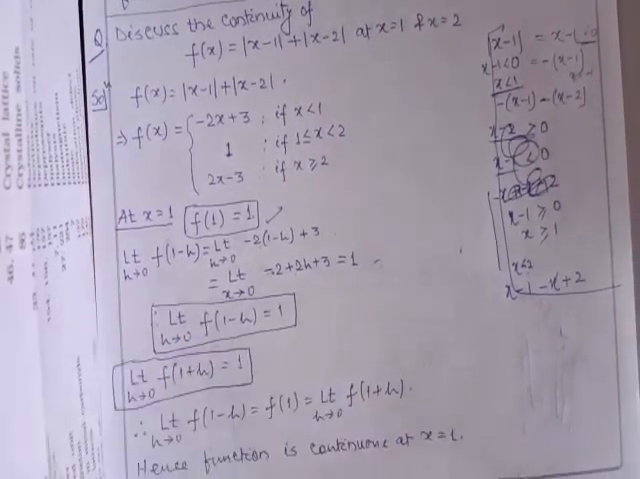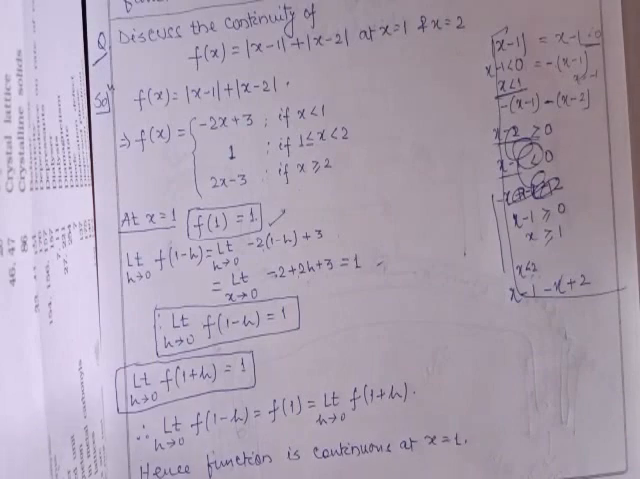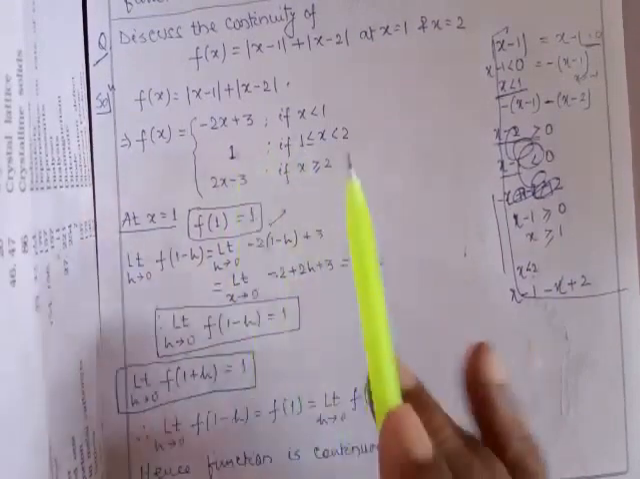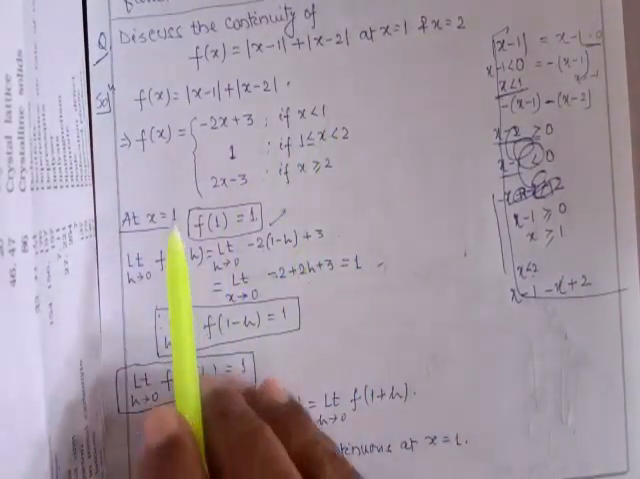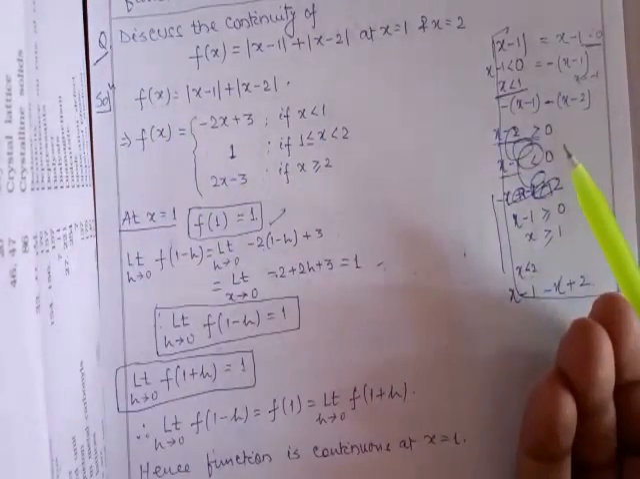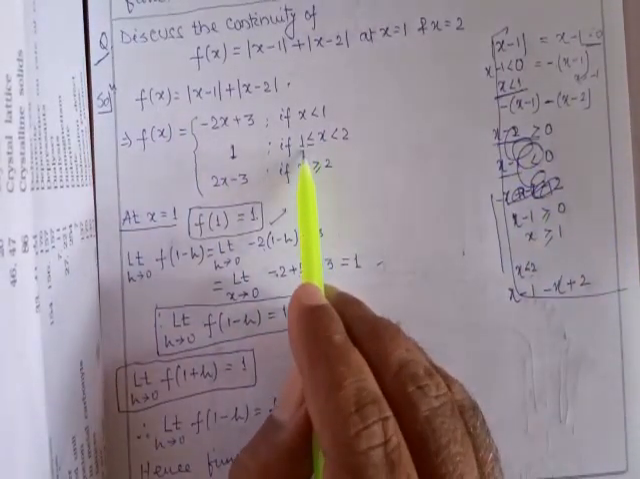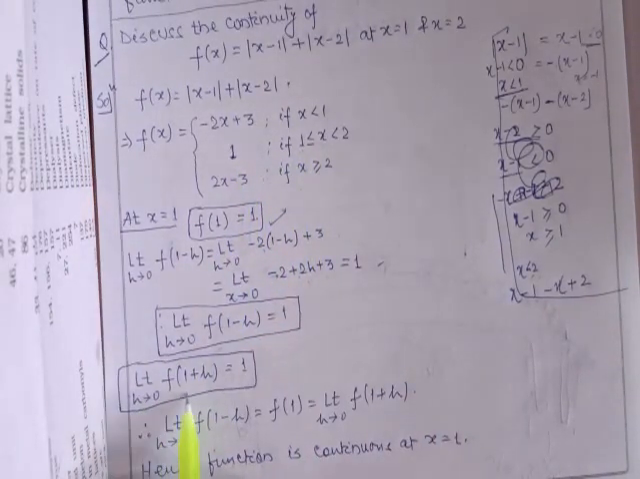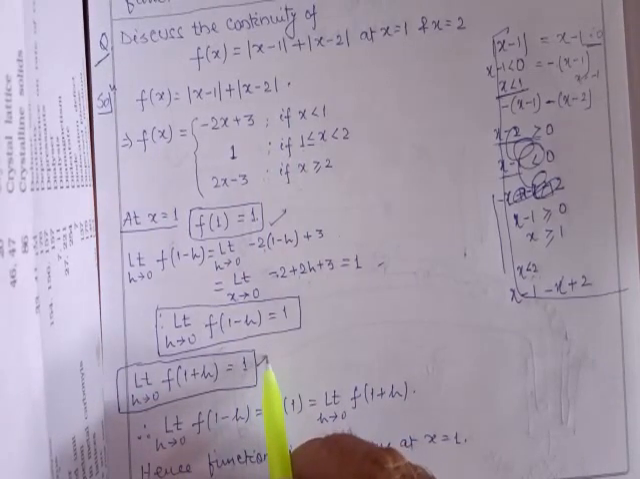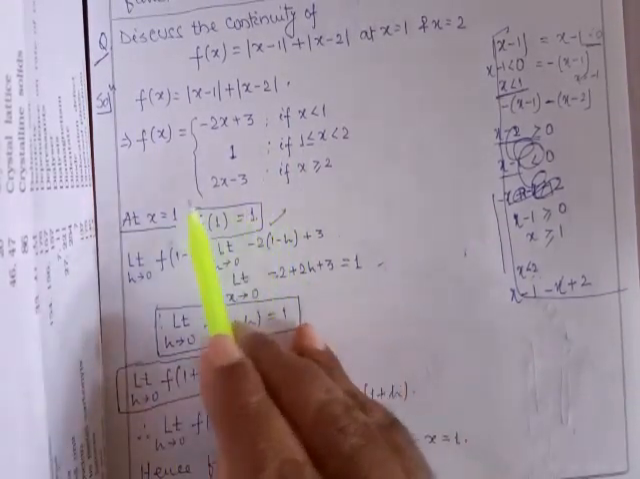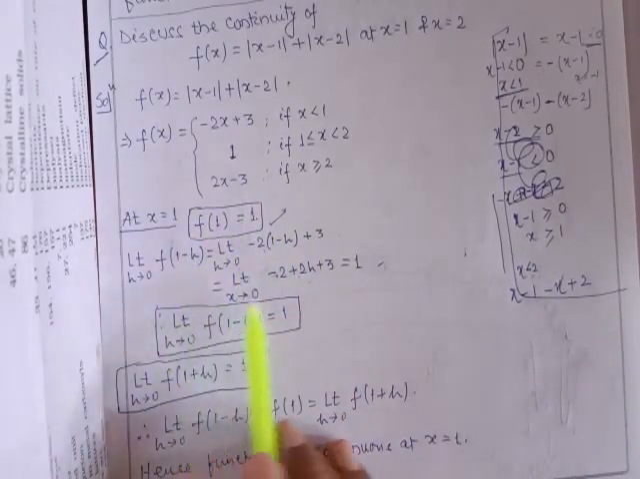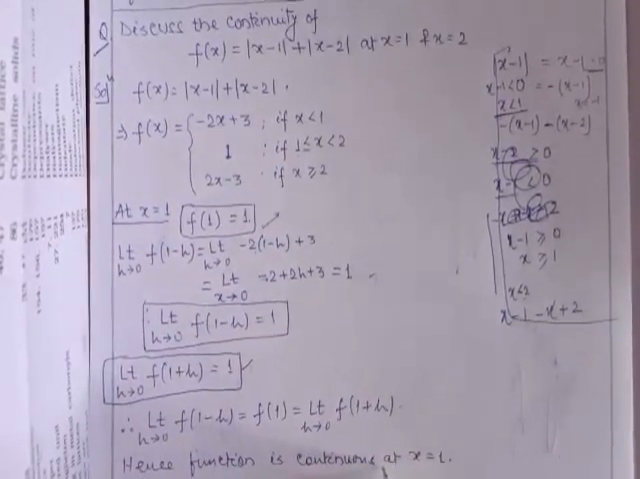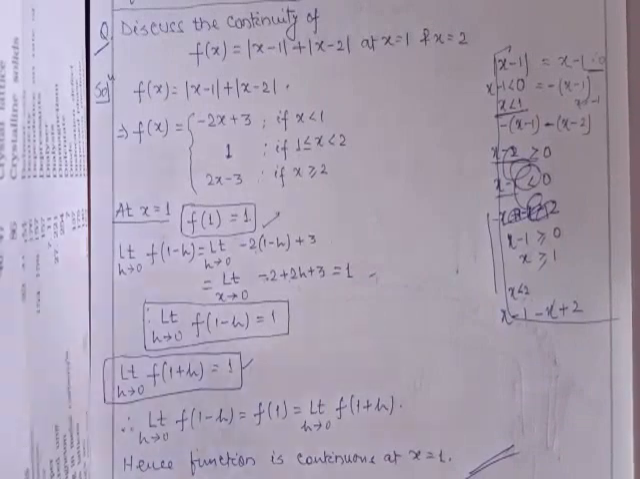And finally consider the right hand limit. Right hand limit means when it is greater than 1. So f1 plus h, 1 plus h is greater than 1, and see, the second condition is applied. So limit h tending to 0, f1 plus h is equal to 1. Hence all the three values, see in the brackets, all the three values are equal. So the given function is continuous at x is equal to 1. I think it should be clear to all.